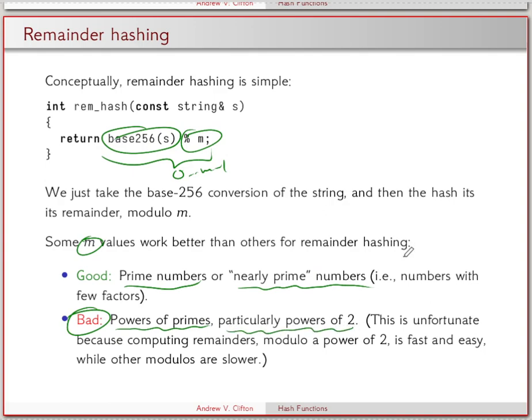That's unfortunate because on a computer, doing modulo powers of 2 is fast and easy, whereas other modulos are kind of slow.